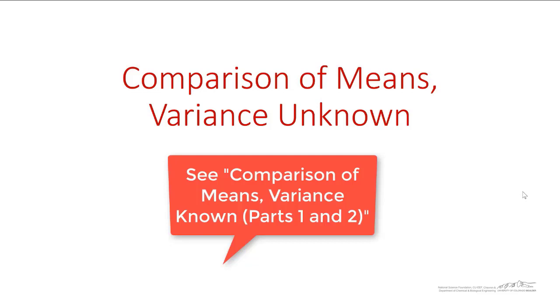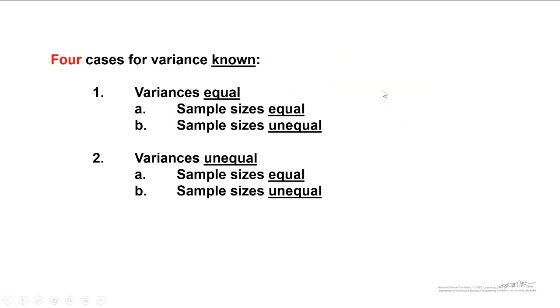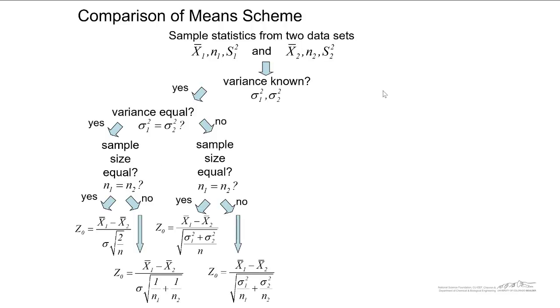Previously, I showed you how we can perform hypothesis tests on comparison of means when the variance is known, and here I'm going to talk about the case when variance is unknown. So when variances were known, we saw that there are 4 cases. Variances are equal or unequal, and each of those with sample sizes equal or unequal. And we saw that you can follow this chart here to determine the test statistic that you need to compare to the standard normal distribution.